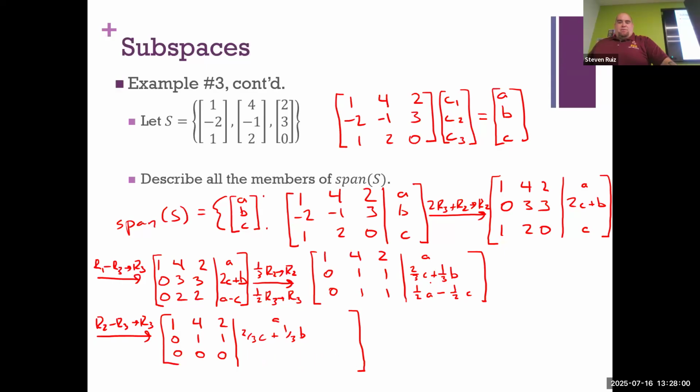Right, row 2 plus row 3. Oh, that's why I was subtracting. 2/3 c minus 1/2 c is 1/6 c, plus 1/3 b minus 1/2 a. So then that final condition becomes c plus 2b minus 3a equals 0. So just multiply that whole bottom row by 6.